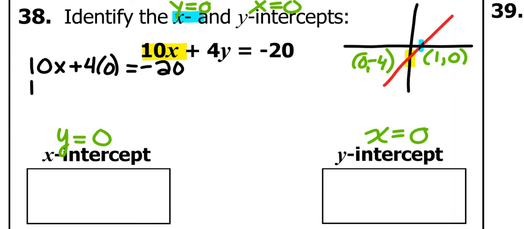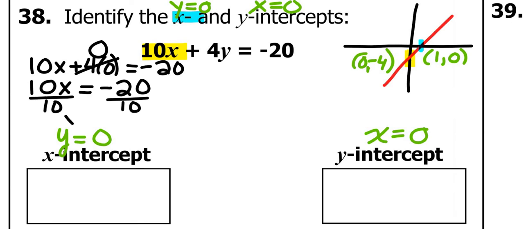So 10x plus 4 times 0, well, this is going to get rid of everything. It's going to be 0, and I don't need to write that. So 10x equals negative 20. Divide both sides by 10. So x will equal negative 2. So my x-intercept is negative 2.